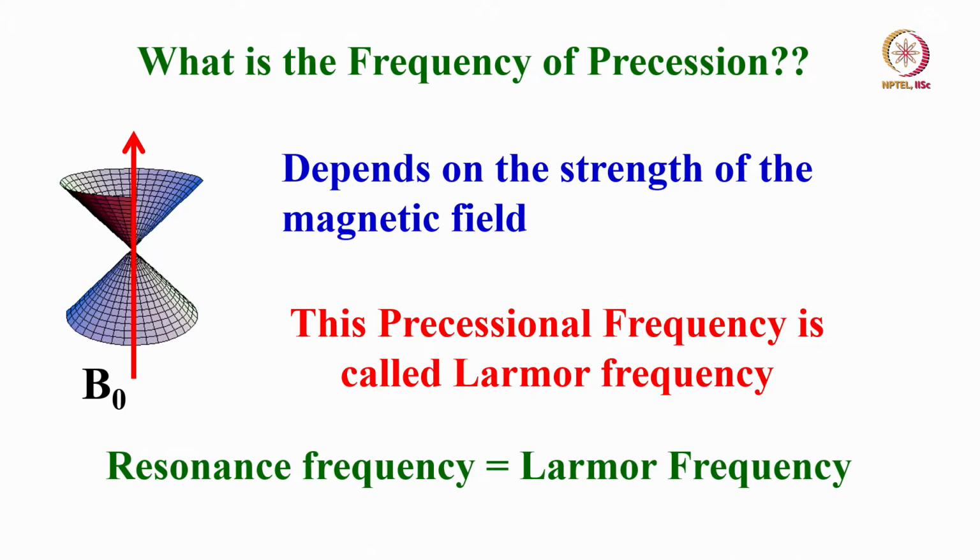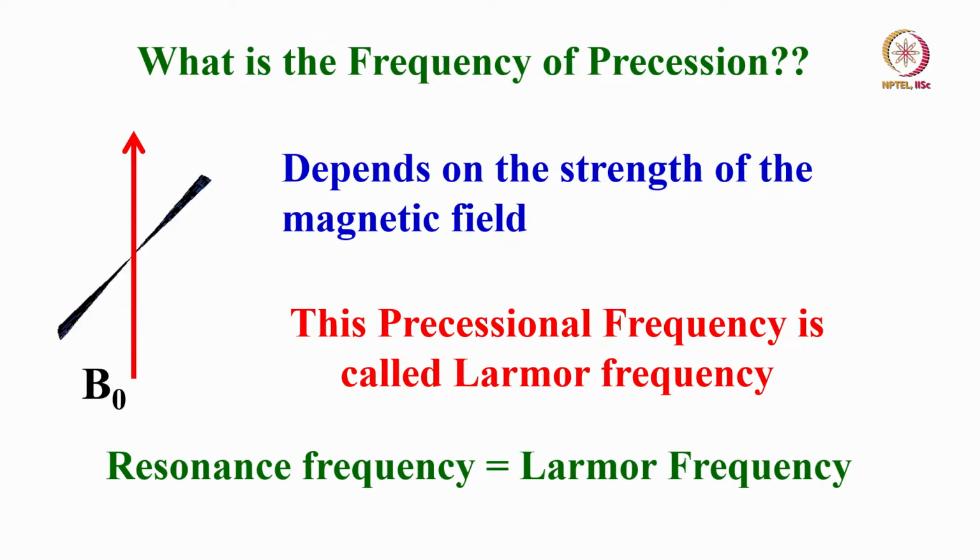Remember, we also calculated resonance frequency nu equal to gamma into B naught over 2 pi. I said it is a resonance condition. That frequency is called resonance frequency, which is nothing but Larmor frequency. It is the frequency at which the nuclear spins are undergoing rotation or precession in a given magnetic field along the direction of the magnetic field. This is called Larmor precession.